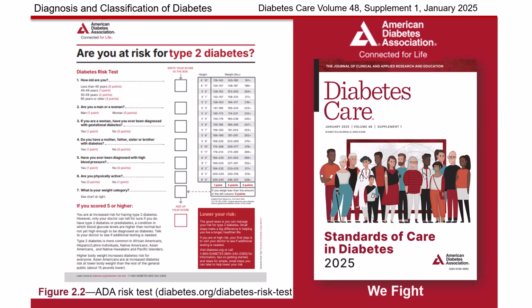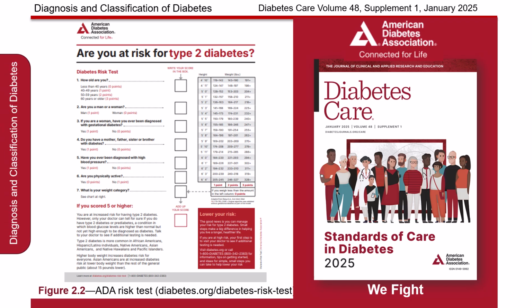Figure 2.2, American Diabetes Association Risk Test. This is a diabetes risk test provided by the American Diabetes Association. It helps individuals determine their risk of developing type 2 diabetes by answering a set of questions and calculating a score based on their responses.